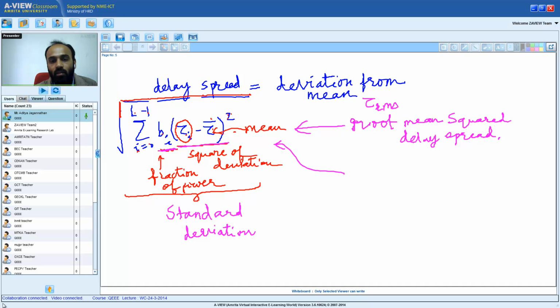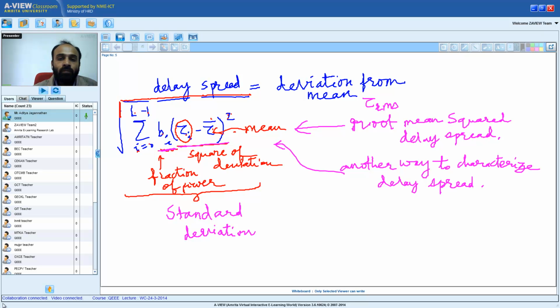This is basically another way to characterize the delay spread. This is the root mean squared delay spread.